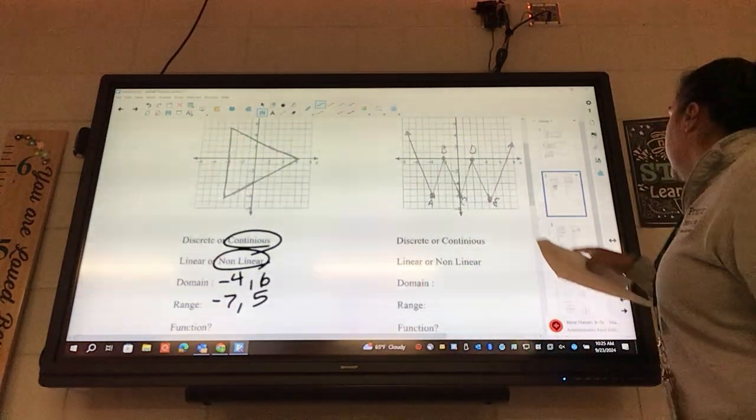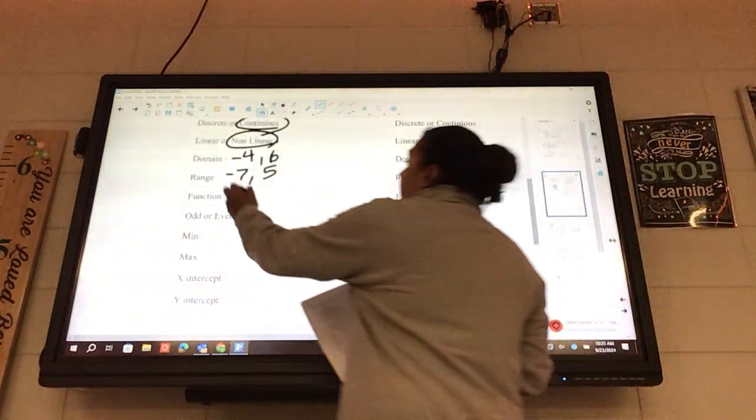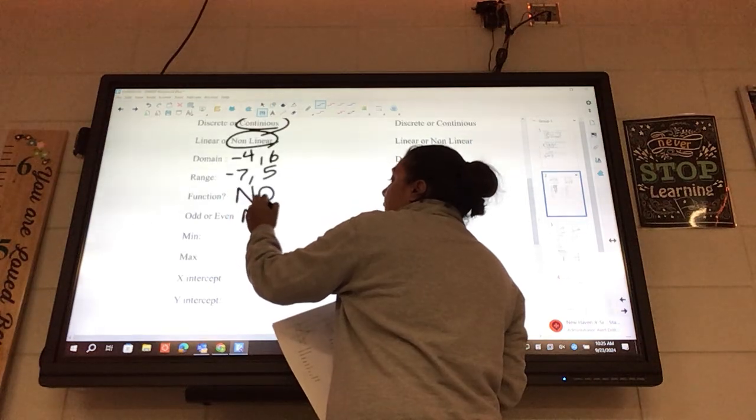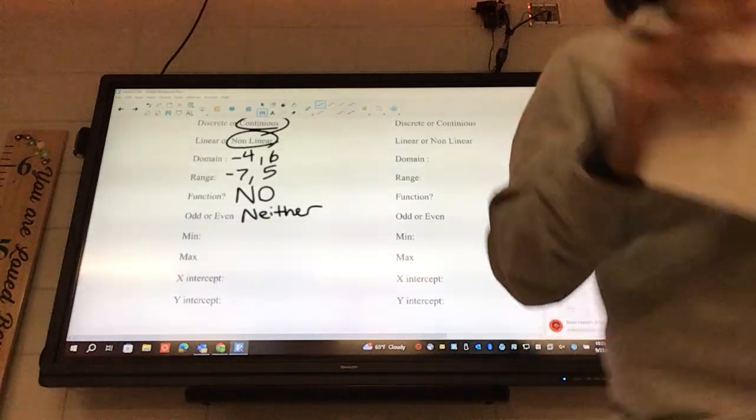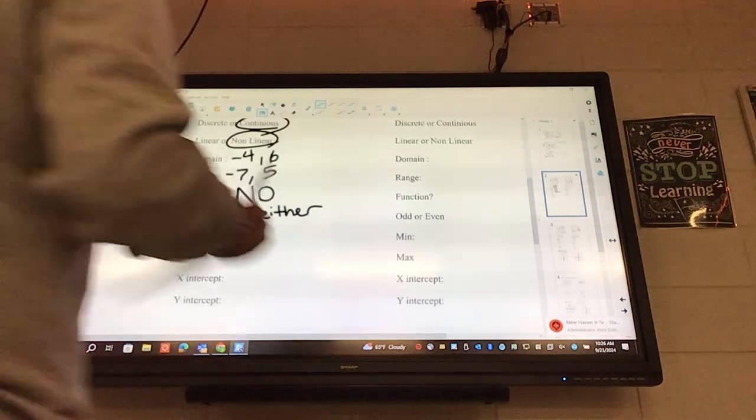Is this a function? No, it is not. Is it odd or even? It's NA. Why is it NA? It's a closed shape. So if it's a circle, square, triangle, straight up and down, then it's going to be neither, okay? So there's no arrows, then it's neither. Min, NA, max, NA.